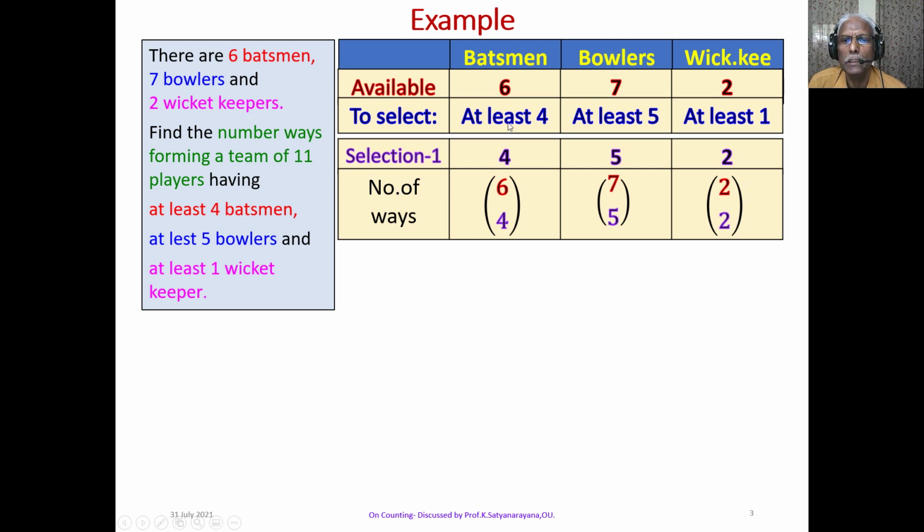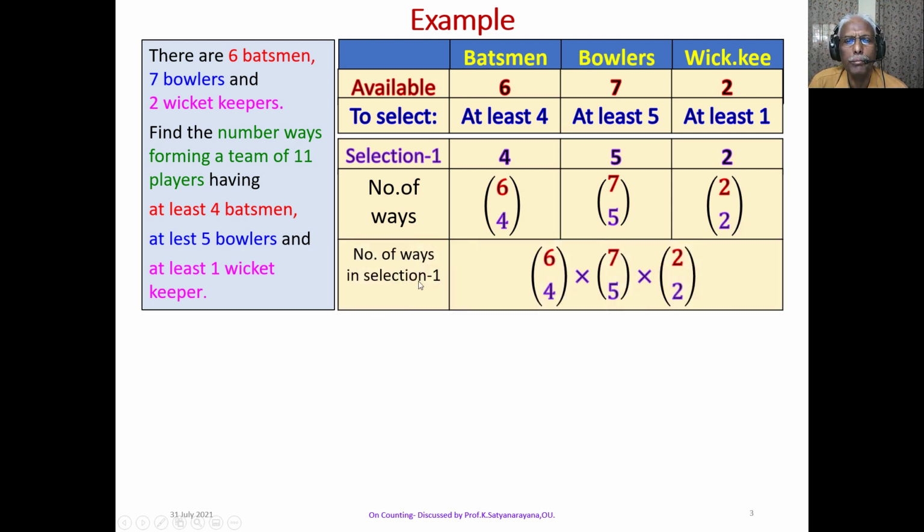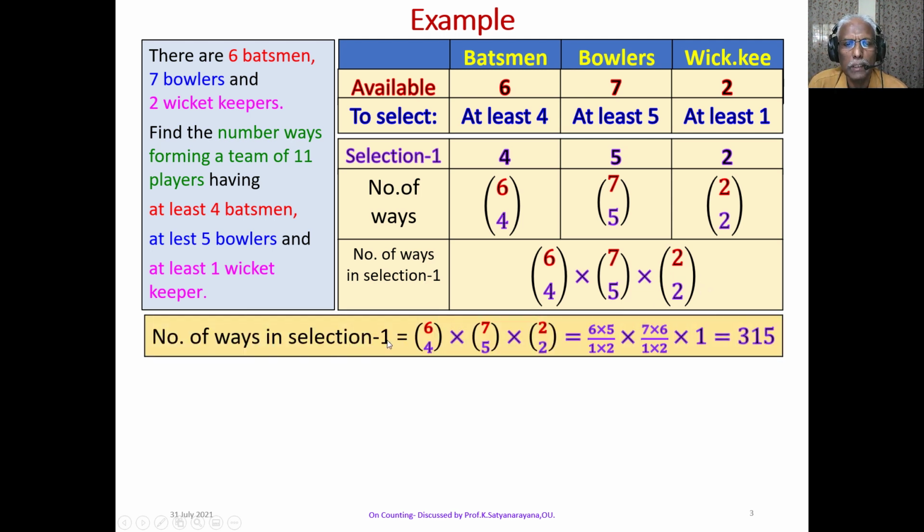The number of ways: 6C4, 7C5, 2C2. So the number of ways in selection 1 is, by product rule of counting, 6C4 multiplied by 7C5 multiplied by 2C2. We'll compute this. 6C4 is 6C2, 6 into 5 by 1 into 2. 7C5 is 7C2, 7 into 6 by 1 into 2. 2C2 is 1. Multiply, simplify, we'll get 315 ways.